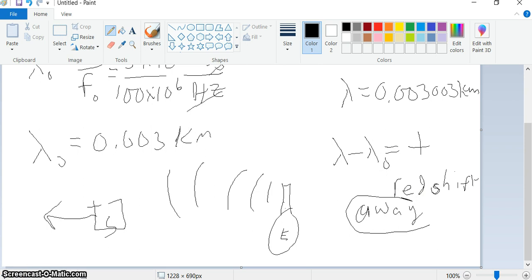So now we need to know how fast this is. What's the velocity of this spacecraft? We know it's moving away, but let's actually calculate it.